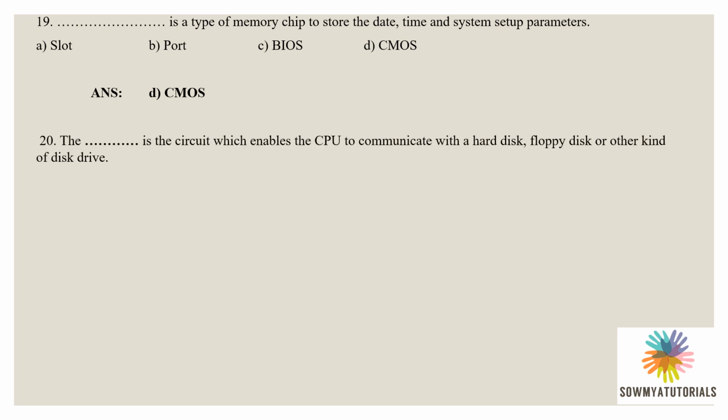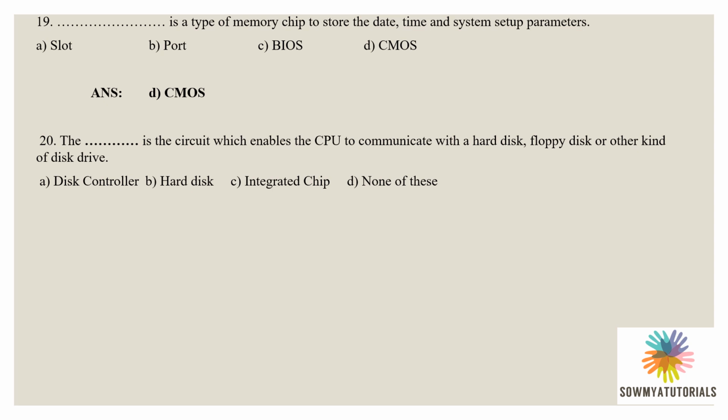Then question number 20. Dash is the circuit which enables the CPU to communicate with hard disk, floppy disk, and other kinds of disk drives. Options are A, disk controller; B, hard disk; C, integrated chip; D, none of these. So what is a disk controller? A disk controller is a circuit that enables the CPU to communicate with hard disk, floppy disk, and other kinds of disk drives.